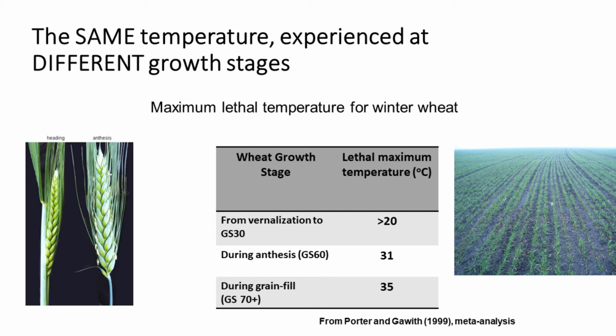This is a table that shows you the lethal maximum temperature, the maximum temperature that wheat crop can experience before dying across different wheat growth stages. As an example, a temperature of 25 degrees Celsius is not a problem if it's experienced during grain fill, but it's going to be a problem if it's experienced between vernalization to growth stage 30.